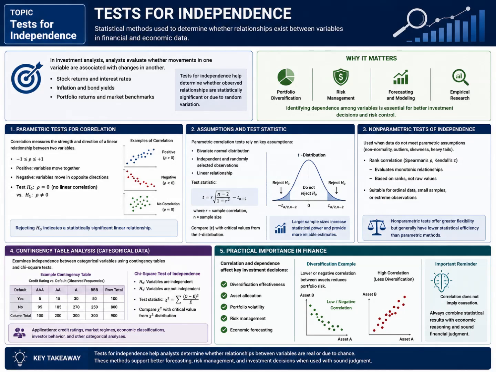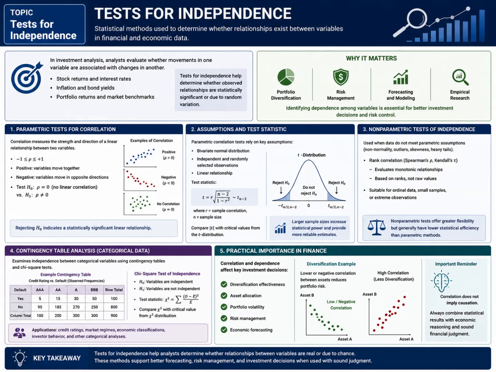One commonly used approach is the rank correlation method, which evaluates whether variables exhibit consistent directional relationships rather than strict linear dependence. These methods are particularly valuable when dealing with ordinal data, small samples, or return distributions characterized by heavy tails and extreme observations. The topic emphasizes that non-parametric tests provide greater flexibility while sacrificing some statistical efficiency compared to parametric techniques. Another important topic covered in the topic is contingency table analysis, which examines independence between categorical variables.